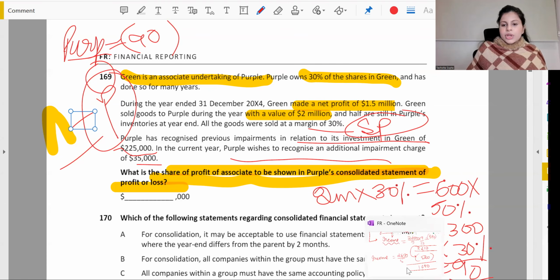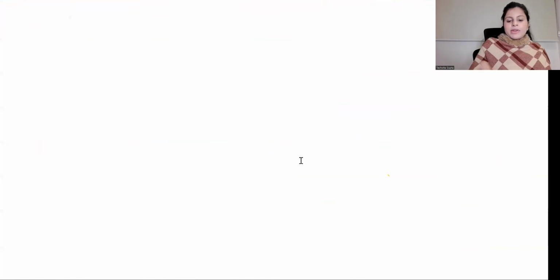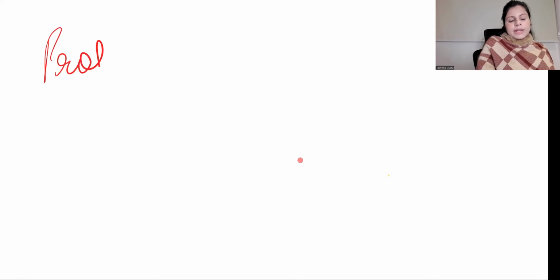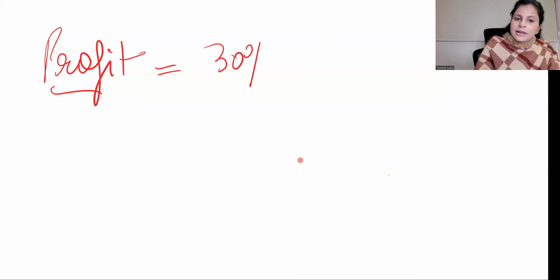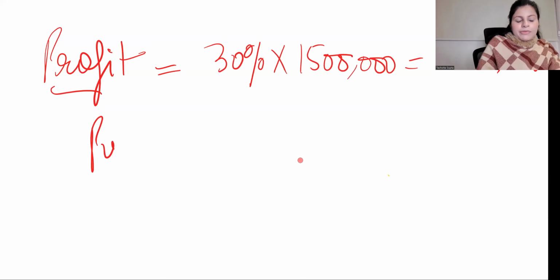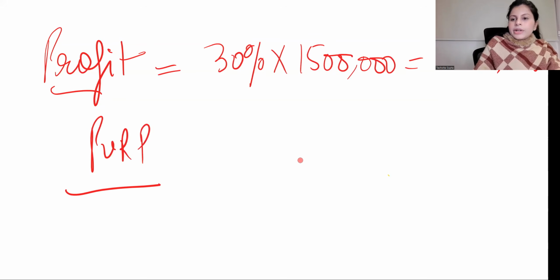They are asking you your share of profit in associate. So you will say my share of profit in associate is total profit of associate is 1,50,000. That is 1.5 million. So I am going to have 30% in that. So 30% of 1.5 million. This is 4,50,000. Then I'll remove PURP from this. The PURP we calculated was 90,000.